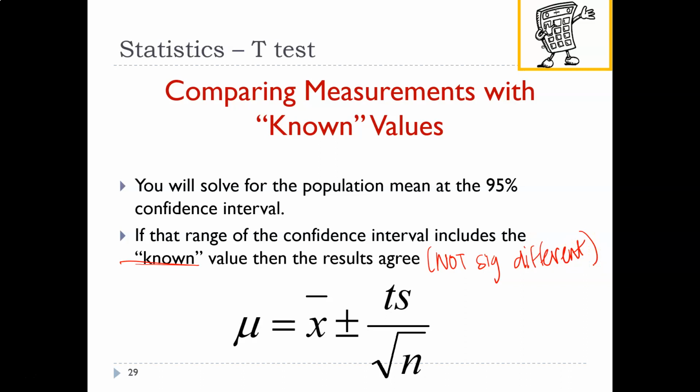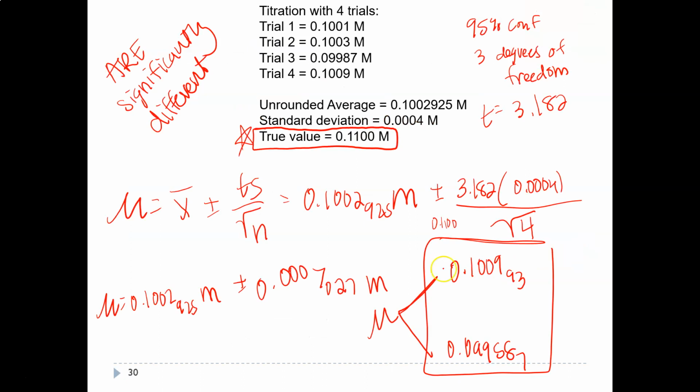If the known value falls outside of the confidence interval, then they are significantly different. So since this was my range from the confidence interval and this was the true value and it did not fall within that range, then that means it didn't work out. My data was not close to the true value. So they are significantly different.